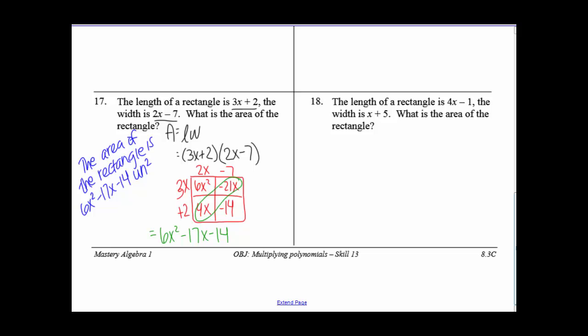All right, go ahead and hit pause and try all the other problems on your own. Make sure you're showing all your work and using that box method to multiply out your polynomials, and check back once you're all done for the answers.